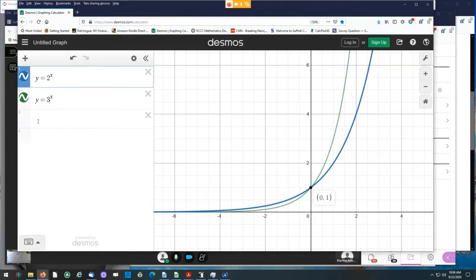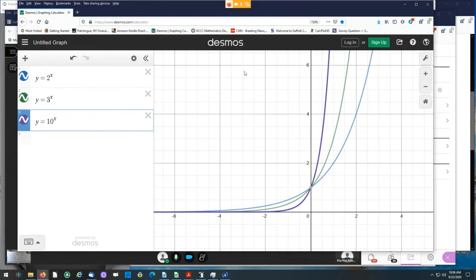No matter what base I have over here, so if I have y equals 10 to the x, I get the same thing, the same point, although it looks a little bit different on either side. That's a common feature of exponential functions. They have this common y-intercept that we look at. Okay. So we have all these different potential bases.